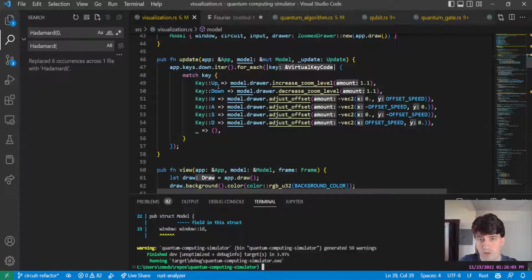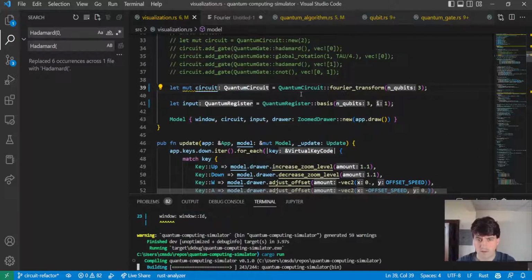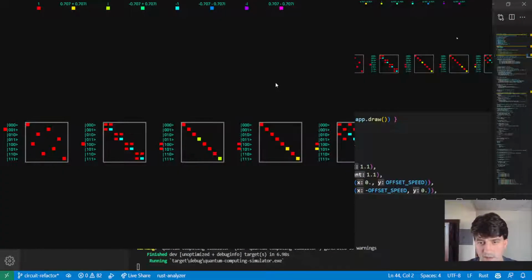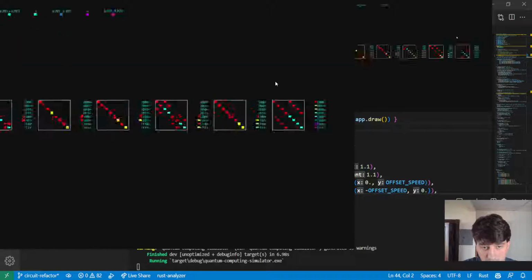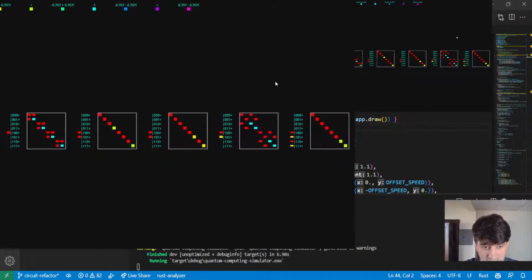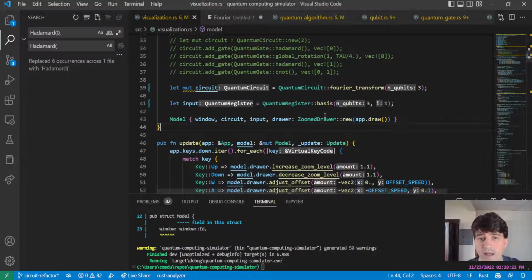Okay, and we're on the Fourier transform. Overrun. This looks correct. This looks correct. Okay, and now let's cargo test and see if it is.